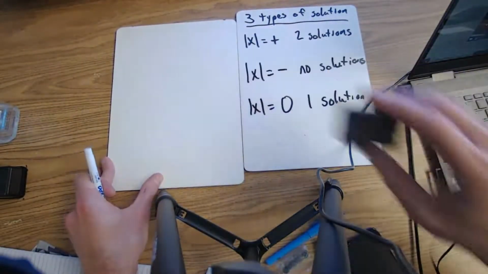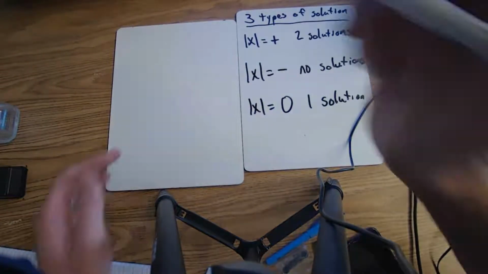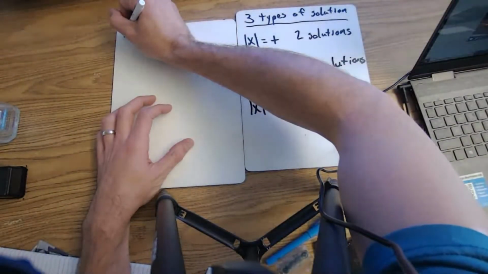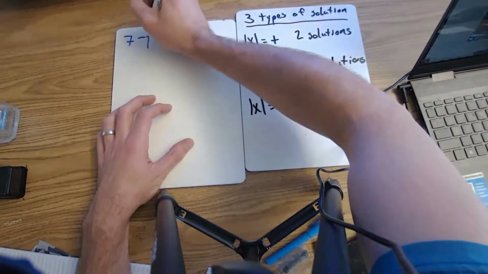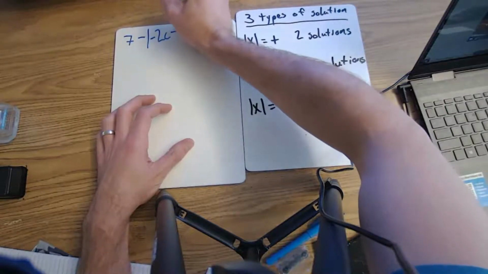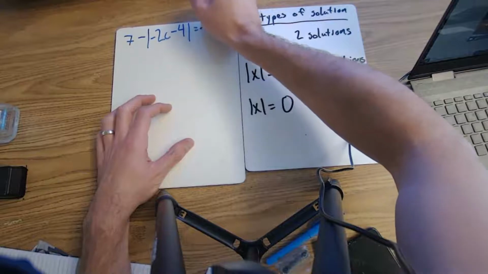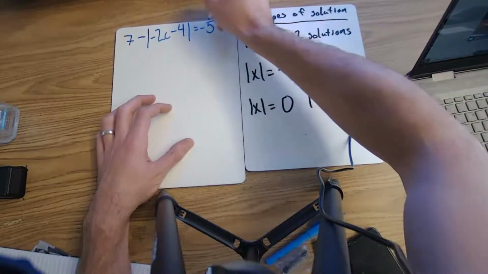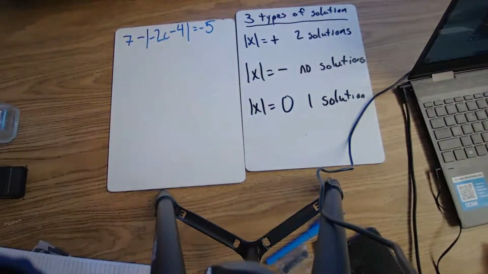Let's put it all together with a couple crazy equations. Alright, so 7 minus the absolute value of negative 2c minus 4 equals negative 5. This one may look a little crazy, but it's not too bad, okay?